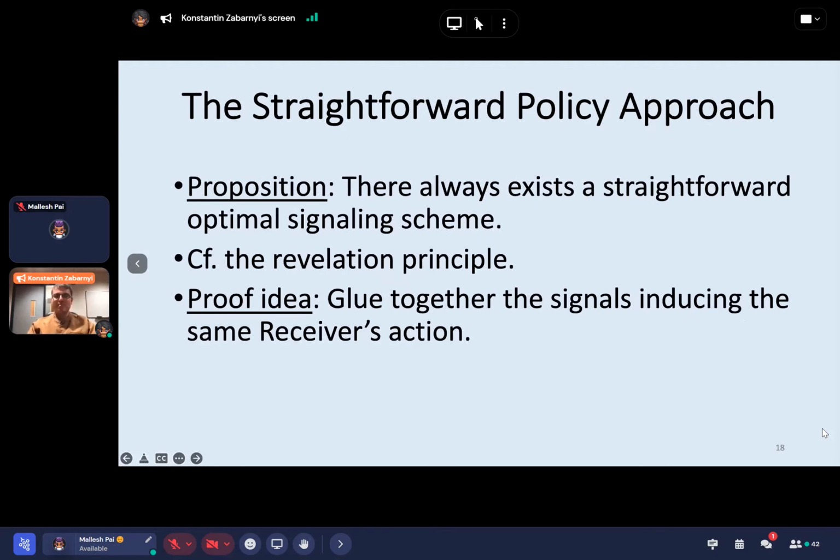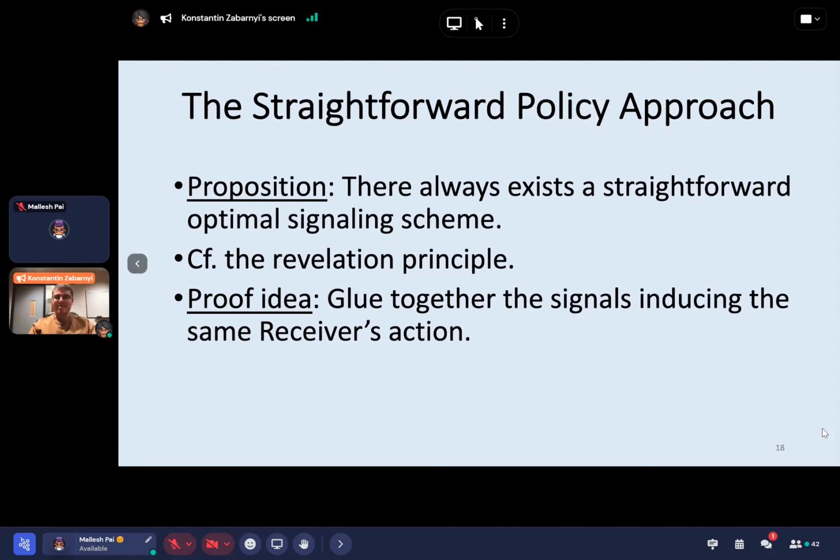So there is a proposition saying that there always exists a signal scheme which is optimal, and it is also straightforward. And it is obviously an analog of the revelation principle in mechanism design. So the idea is if you have two signals that result in the receiver taking the same action, then essentially you can replace them with one new signal.